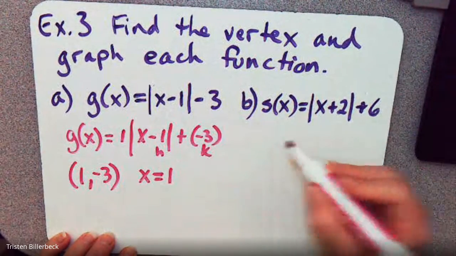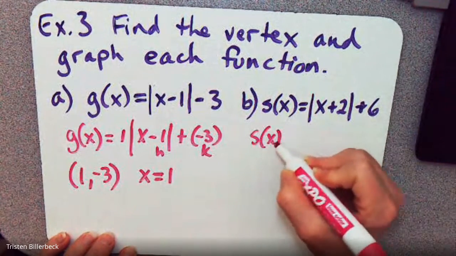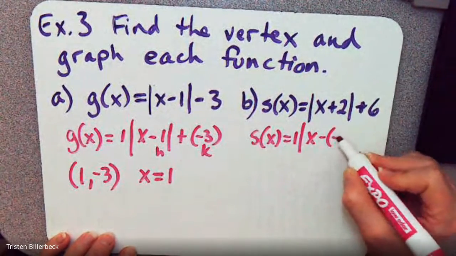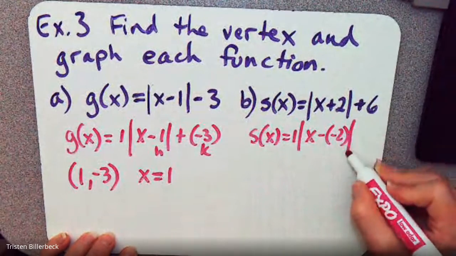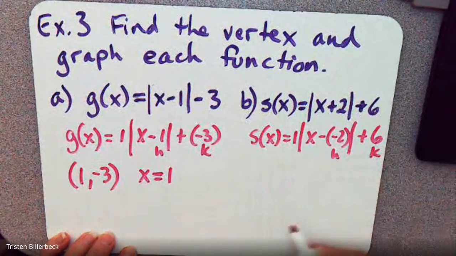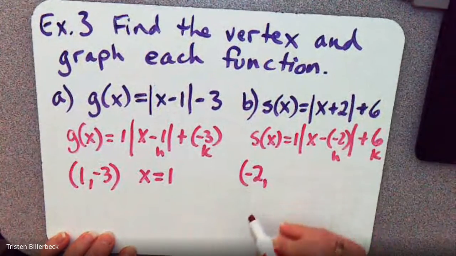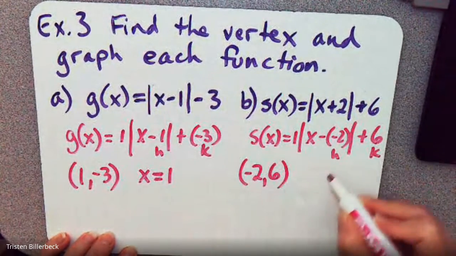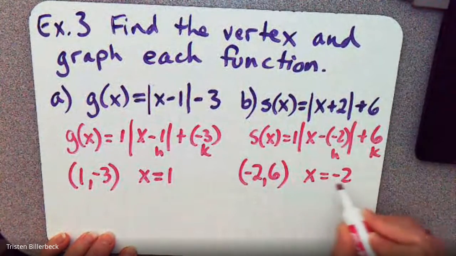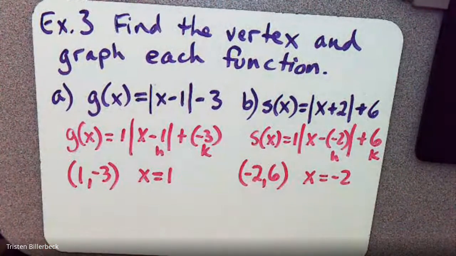Okay, this particular one, we're going to see s of x equals 1 times x minus a negative 2, and then plus 6. So this is h, this is k. So our vertex then will be negative 2, 6, and the axis of symmetry is going to go through negative 2. So x equals negative 2. All right, so let's go ahead and graph these.